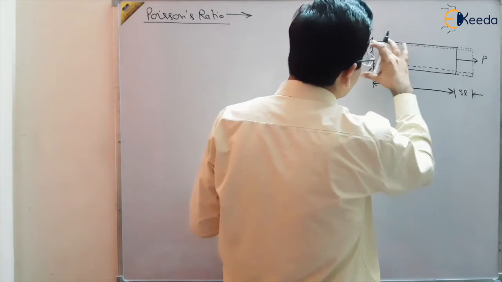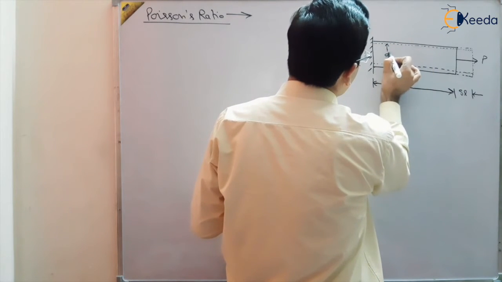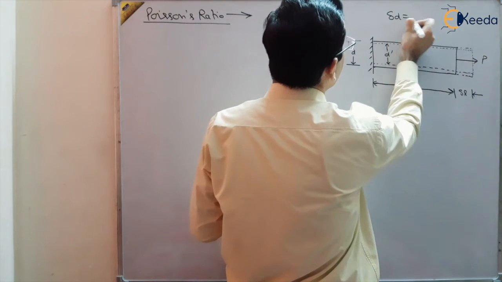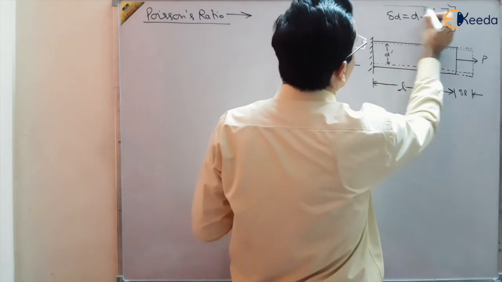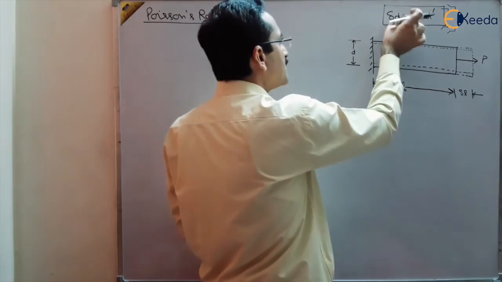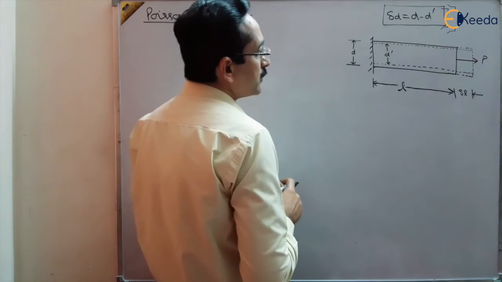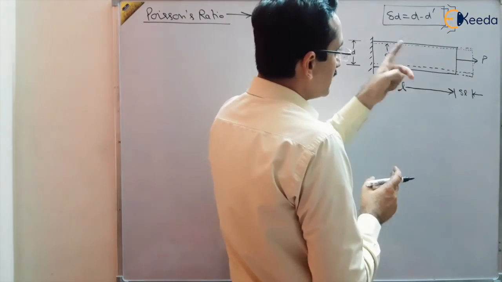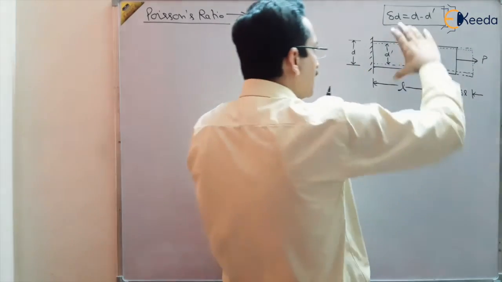So after deformation, say after deformation, the dia becomes D dash. So delta D will be equal to D minus D dash. Final dia, initial dia minus final dia. So there is some change in dia of the body, right? So now there are two types of strain in this material: linear strain and lateral strain.